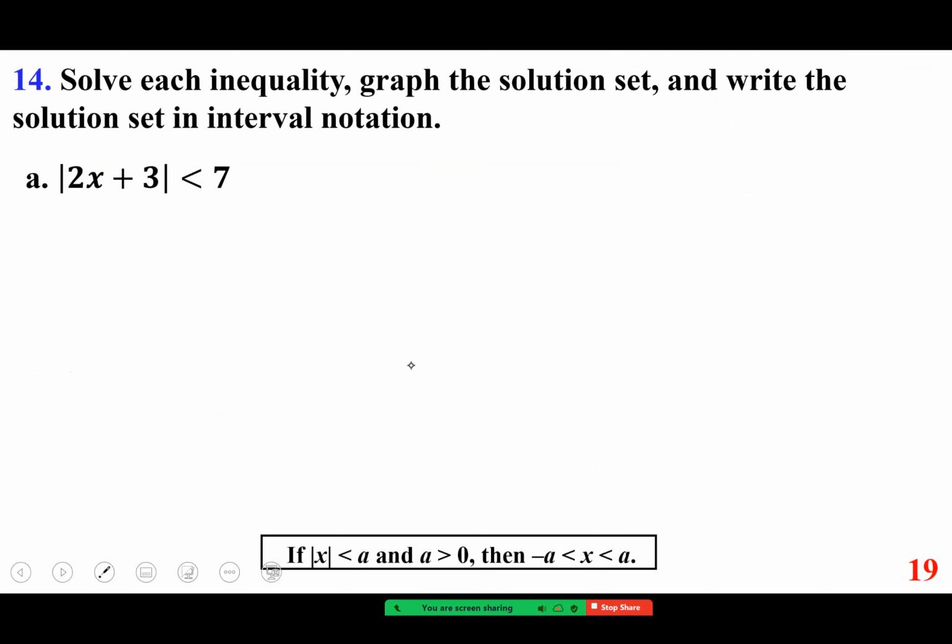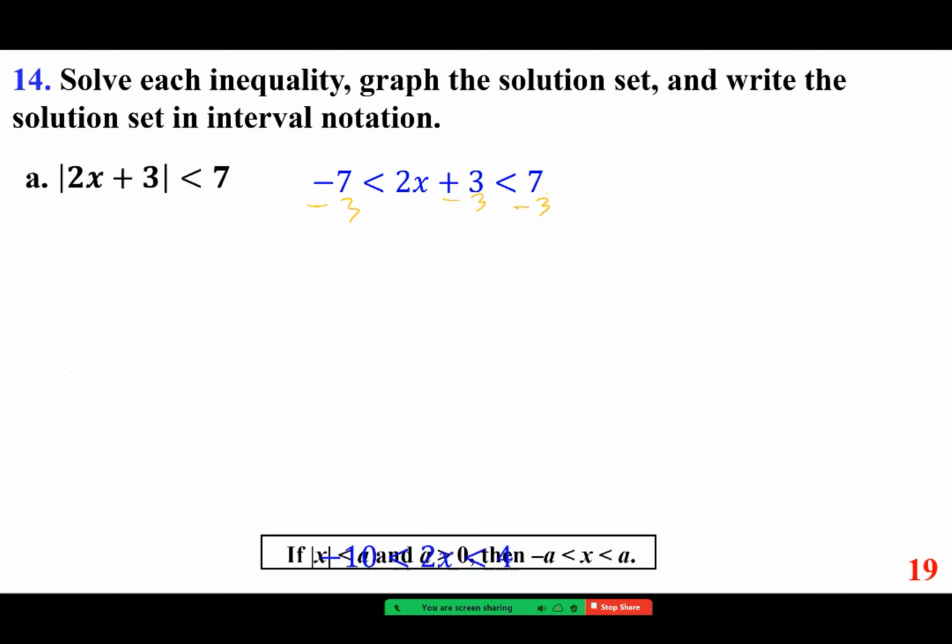Now, what about an inequality of absolute value of 2x plus 3 less than 7? The format is: if the absolute value is less than a and a is positive, then x is between negative a and a, meaning it's sandwiched in between. So you drop the absolute value and sandwich it between negative and positive 7. We are going to move the 3.